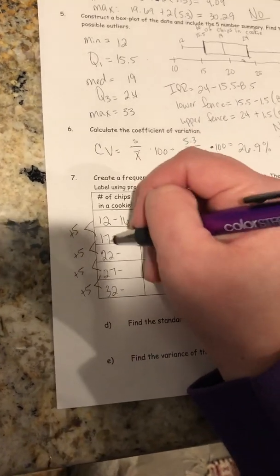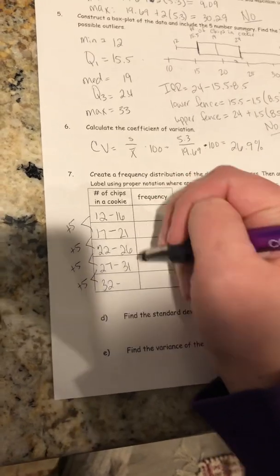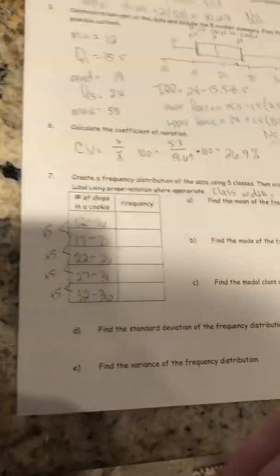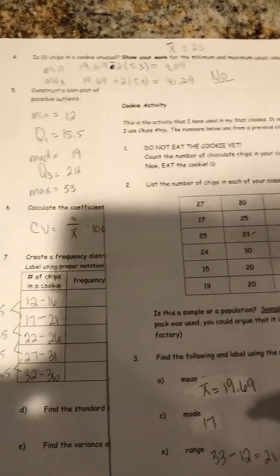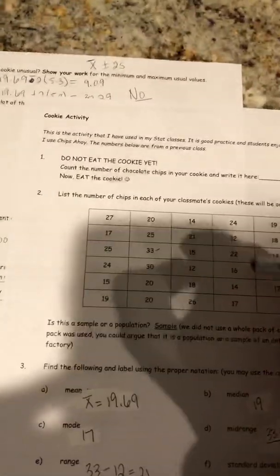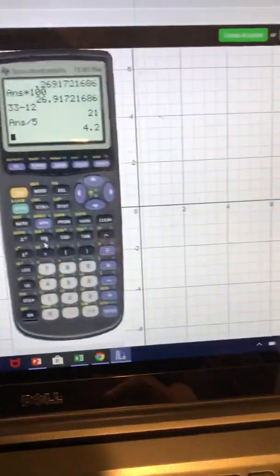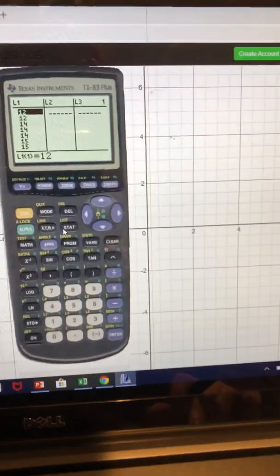So 12 to 16, 17 to 21, 22 to 26, 27 to 31, and 32 to 36. And then for my frequencies, I had written it down, I forgot it, so I'll have to recount. Between 12 and 16, let me do 32 to 36 first. I think there was only one of those. Oh, I have my list sorted. That'll be better. Let me do that instead. So if you're using the calculator and you have this sorted, there we go. So between 12 and 16, this makes things easier.